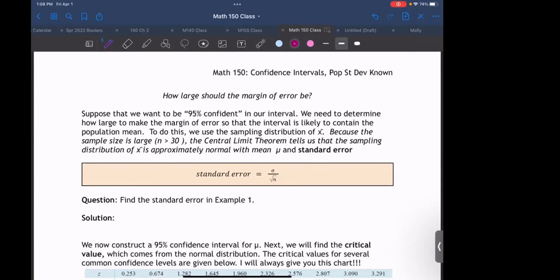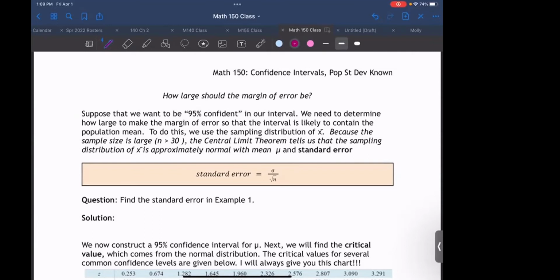Okay. So I'm not going to explain to you yet what the term 95% confident means, but we'll get to that soon. Let's just say I want to be 95% confident. Let's figure out how large to make that margin of error and see how big or small we can make our interval. Okay. Here's where things get kind of weird.